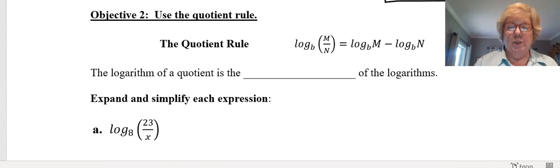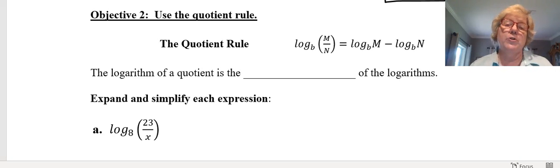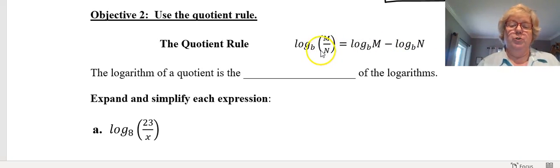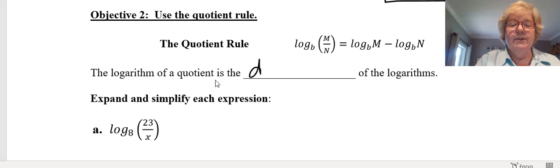Next is the quotient rule. With the quotient rule for exponents, we know we're supposed to subtract exponents. The same is true with the logarithm quotient rule. When you see the logarithm of a quotient, you can simply expand it by subtracting the two logarithms. We say the logarithm of a quotient is the difference of the logarithms, because we subtract.